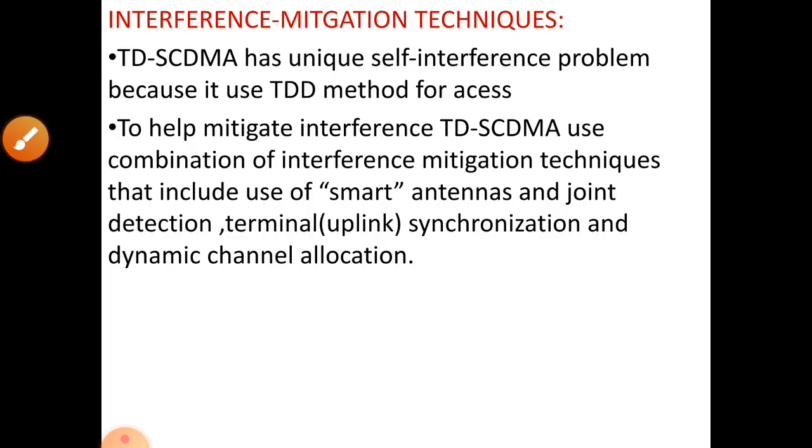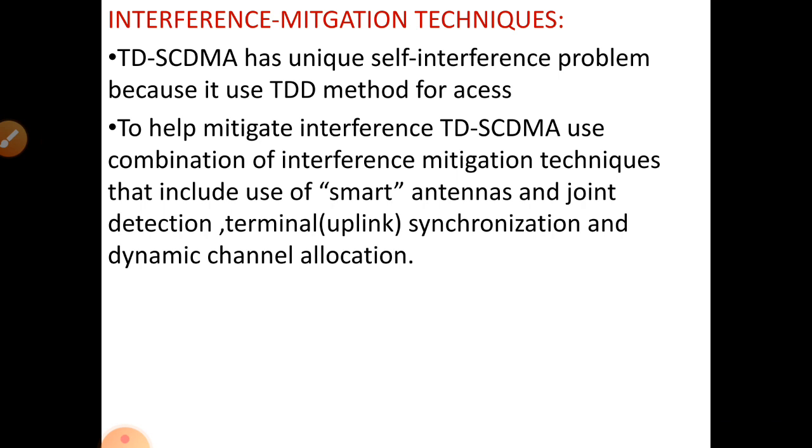Next we are going to the interference mitigation technique. TD-SCDMA has a self-interference problem because we are using TDD. Suppose we were using FDD, the entire structure would suffer from an interference problem. We are going for TDD, time division duplexing, so a self-interference problem will occur in TD-SCDMA. To reduce this interference problem, we use a technique called the interference mitigation technique.